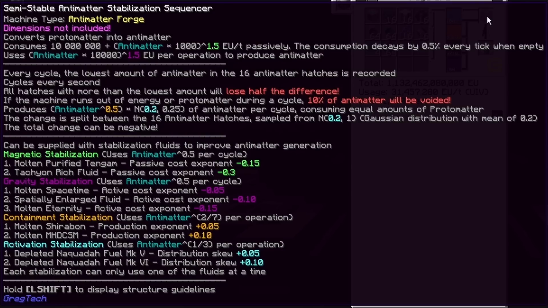So N is a Gaussian distribution, where the first parameter is the mean and the second is the standard deviation. And it says here the total change can be negative. So let me show you what this Gaussian distribution looks like, and then it'll make more sense.